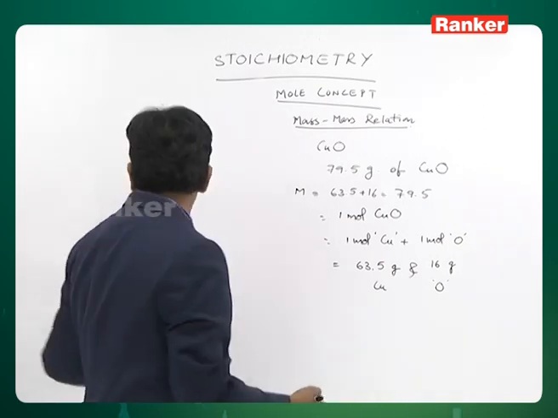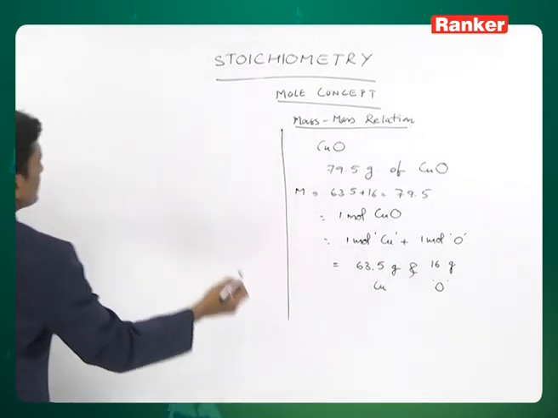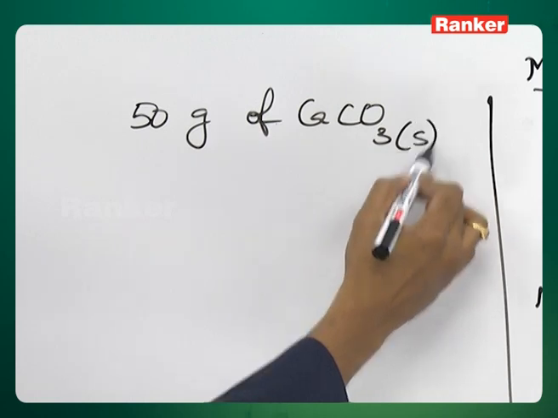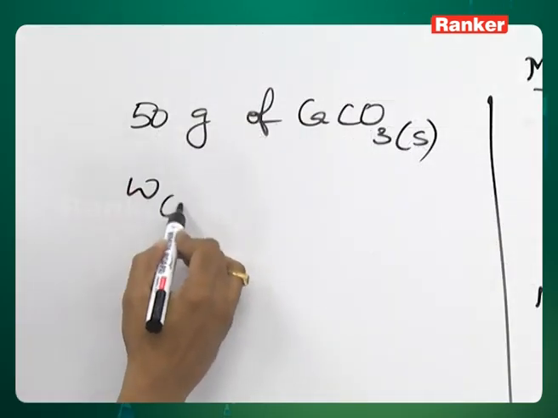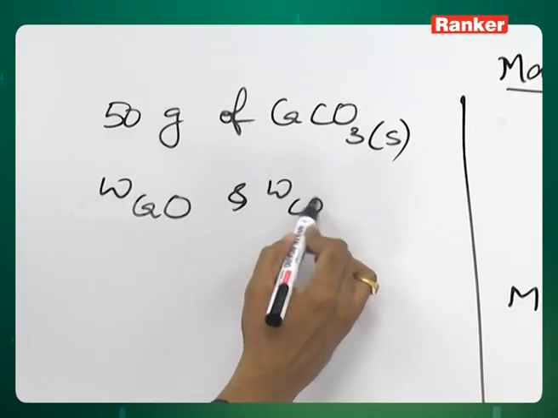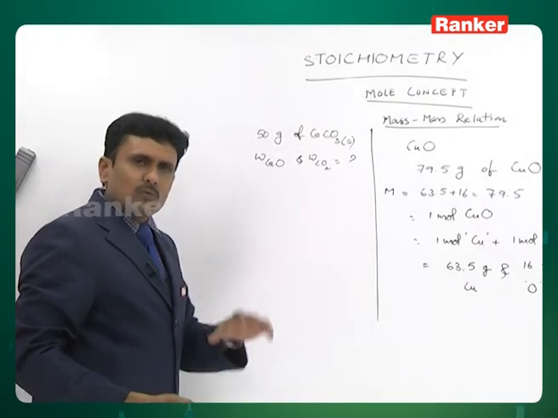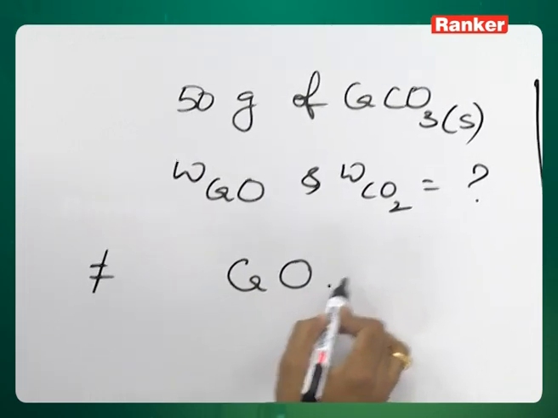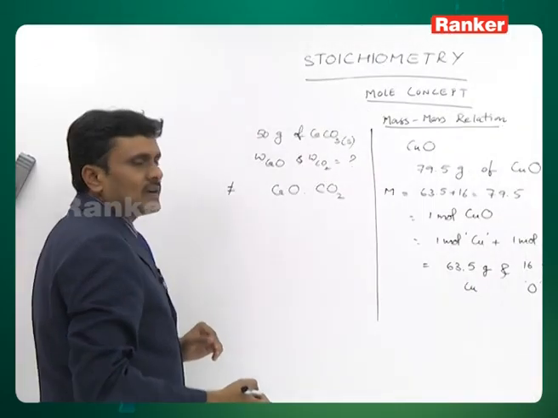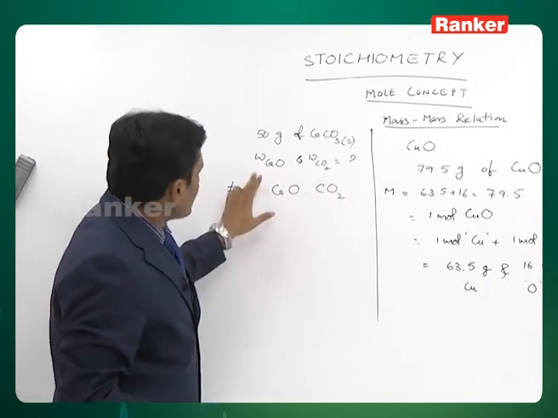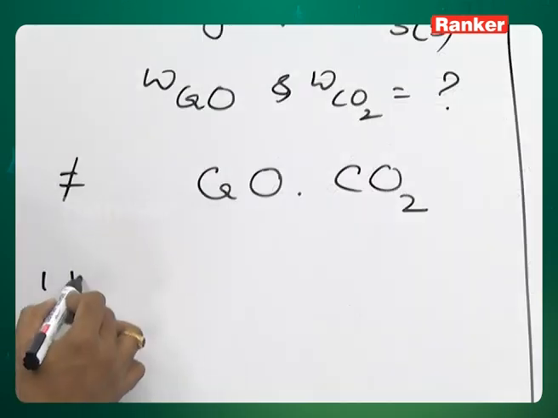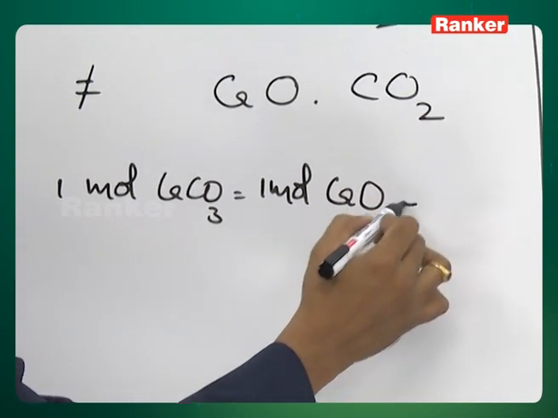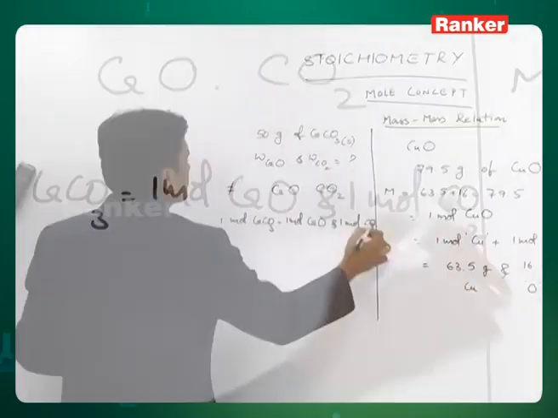So, when you are given the mass of the substance and the mass of the other is being asked, you will find it this way. Now, if you take the examples further, say I have been given 50 gram of CaCO3, which is a solid, and I have been asked to find the mass of CaO and mass of carbon dioxide gas that are present in it. How would I proceed? Since you are given CaCO3, which can be written as CaO·CO2, 1 mole of CaCO3 has 1 mole of CaO and 1 mole of CO2.